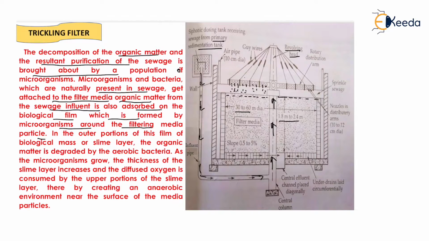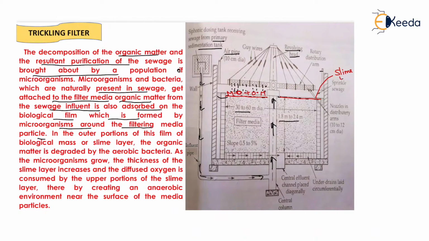Now with the help of an air pipe we generally supply air into that trickling filter. This air will be consumed by the microorganisms present over the sand filter in the wastewater, and this oxygen is used by the microorganisms for the decomposition of organic matter, and this layer of combined microorganism and organic matter will be known as slime layer. This is known as slime layer.